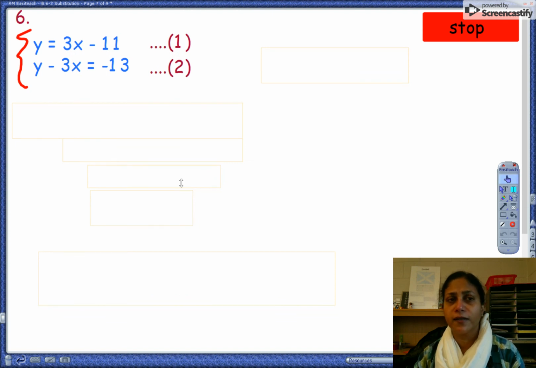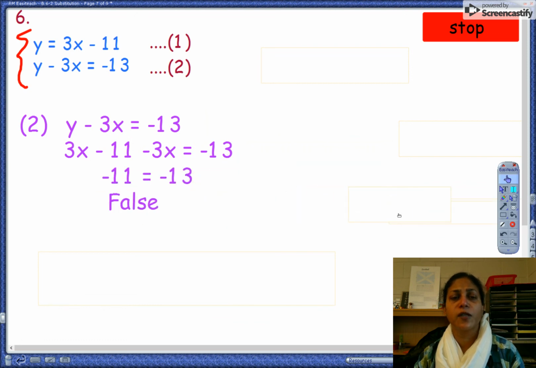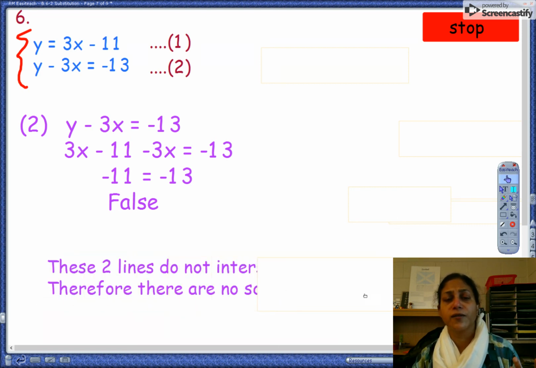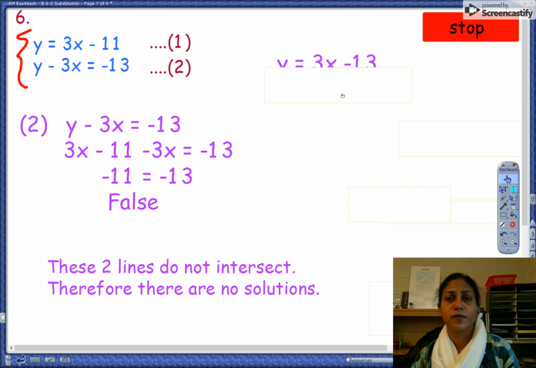And here, y is already isolated in the first equation, so we're going to plug it into the second equation. And when you solve this, you get a statement that is false. So this is the opposite. This one has no solution because these are parallel lines. So the answer is there is no solution.